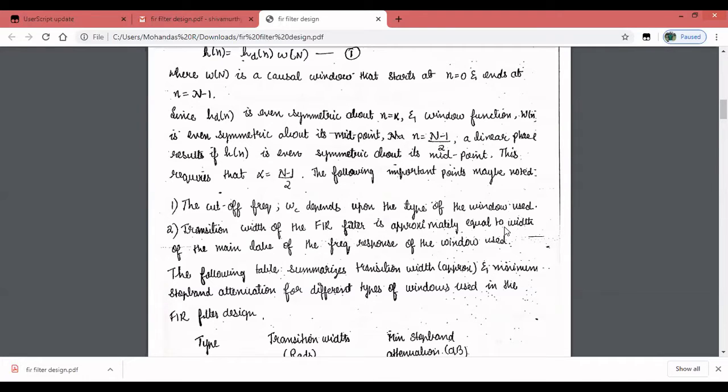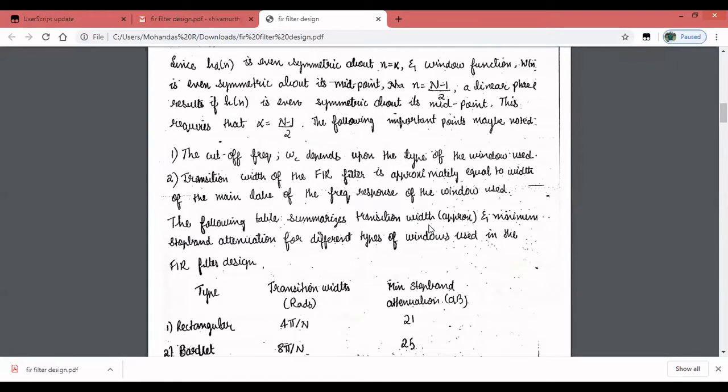Okay, so the two things we have to remember here: the first one is that omega c depends upon the type of the window function we are using, and of course the transition width of the FIR filter is equal to the width of the main lobe. It's equal to the width of the main lobe.